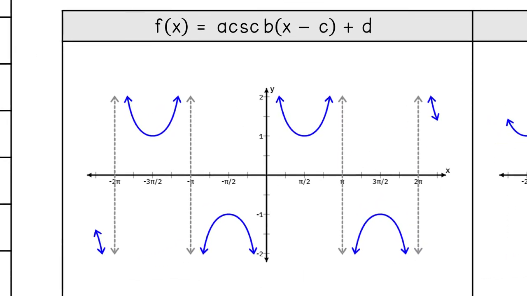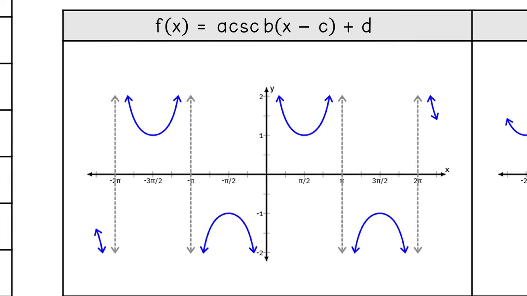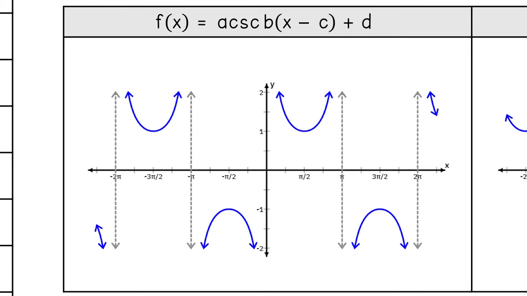Okay, so remember this is the parent function. So as long as there is no number already there, A and B would be 1s. And then as for C and D, if those numbers are not already labeled, they would be 0s. So I'm going to show you how this comes up in the graph.